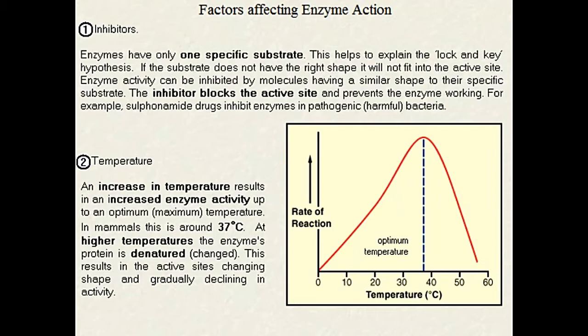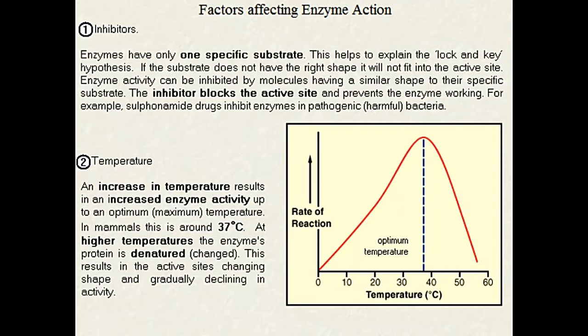Enzyme activity can be inhibited by molecules having a similar shape to their specific substrate. The inhibitor blocks the active site and prevents the enzyme working. For example, sulfonamide drugs inhibit enzymes in pathogenic bacteria.